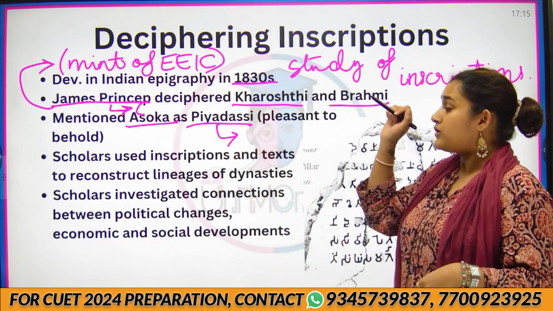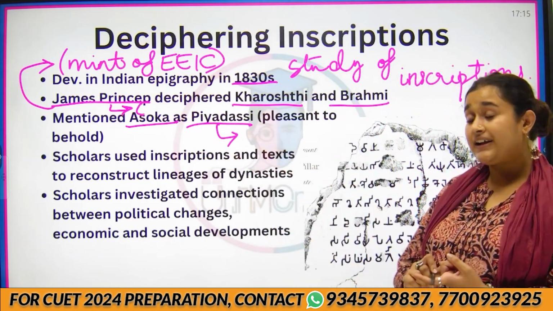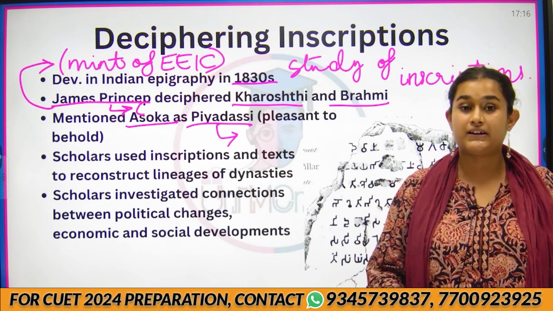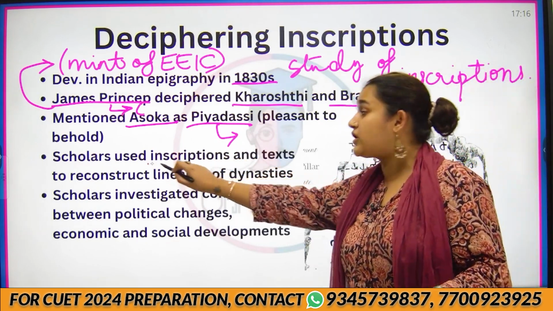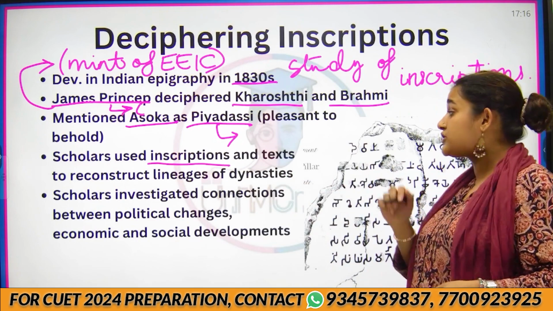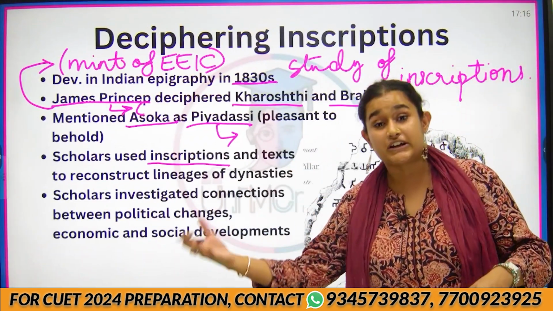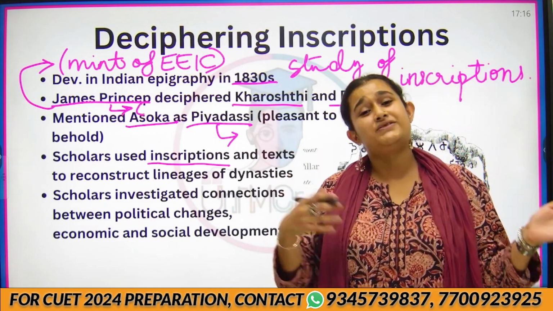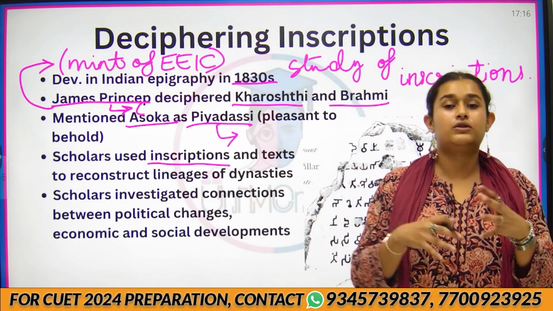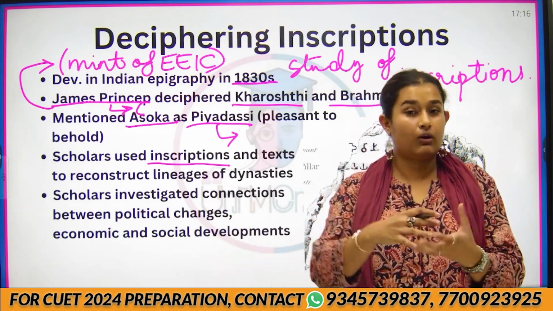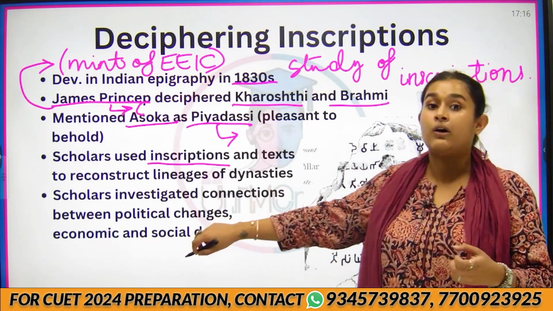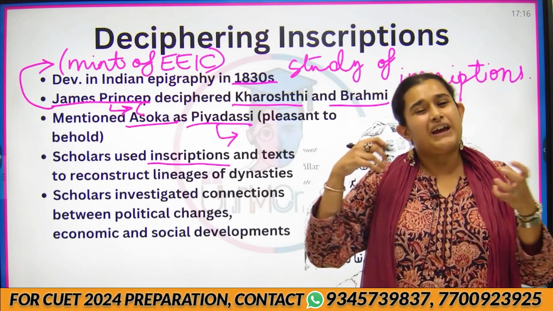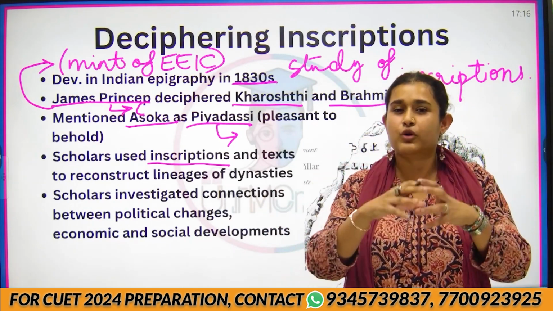Alright? Scholars used inscriptions and texts to reconstruct lineages of dynasties. The Mauryan dynasty, the Gupta dynasty, all of that was found out because of inscriptions. Scholars also investigated connections between political changes and social and economic developments through these inscriptions. Now, as we go further into the chapter, you'll realize that not a lot has been discovered about the ordinary people. Therefore, we can't say a lot about the economic and social developments that took place at the time. But there is sufficient information to sort of mold a history.